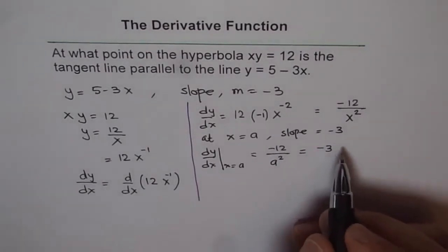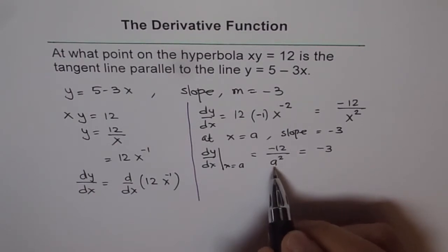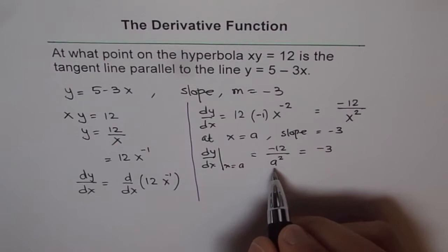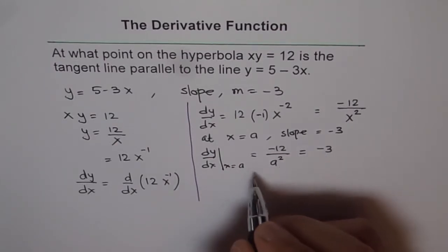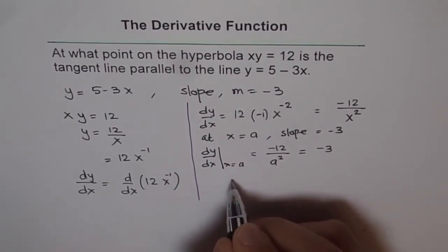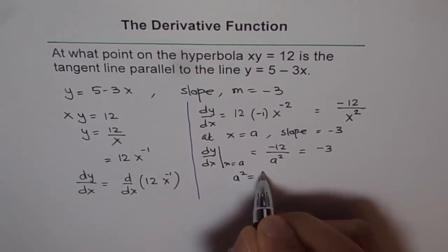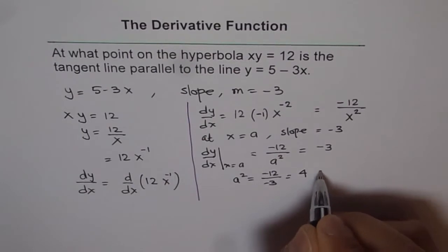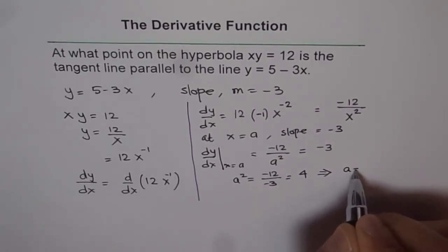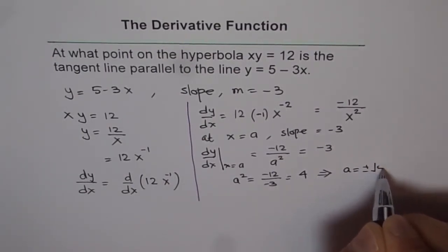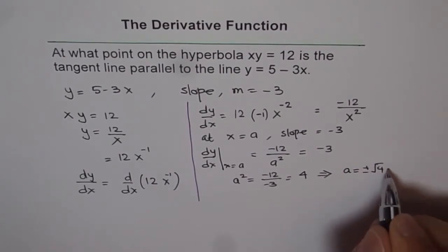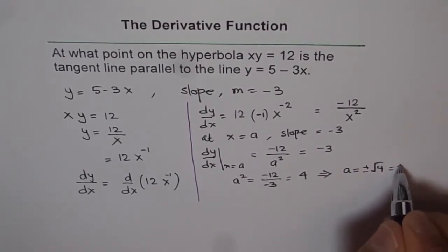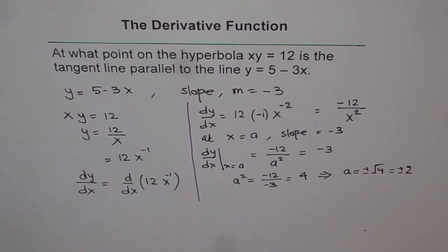From here we can find the x coordinate of our point. We cross multiply and solve for a. So we get a squared equals minus 12 over minus 3, which is plus 4, and this implies that a is equal to plus or minus the square root of 4. That means there are 2 points, plus or minus 2. So this is the x coordinate of our point.